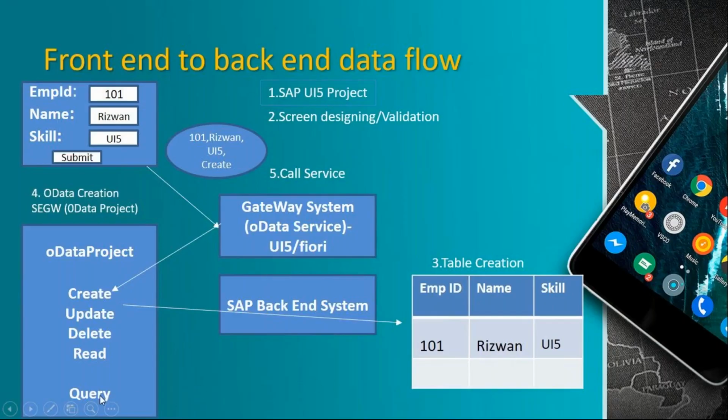So all the data will travel to the front end in the same reverse direction. This query operation will return the data to the OData framework, and the OData framework will return the data to the front-end SAP UI file. Okay, so this is how the front-end to back-end and back-end to front-end data flow will happen.